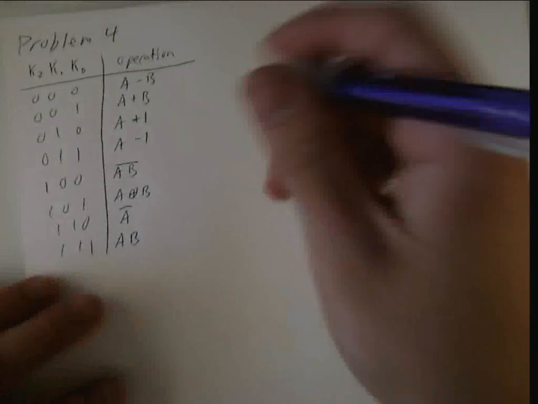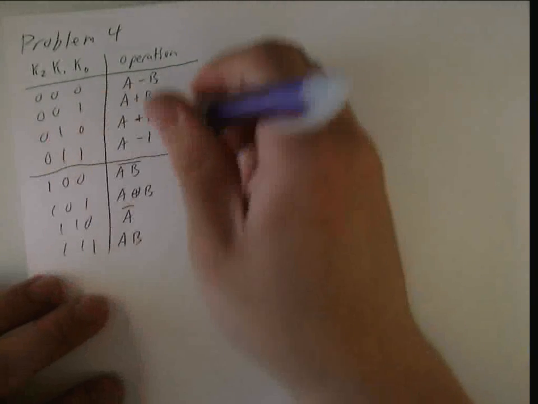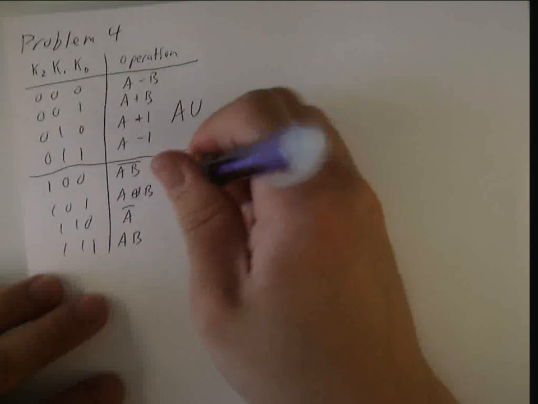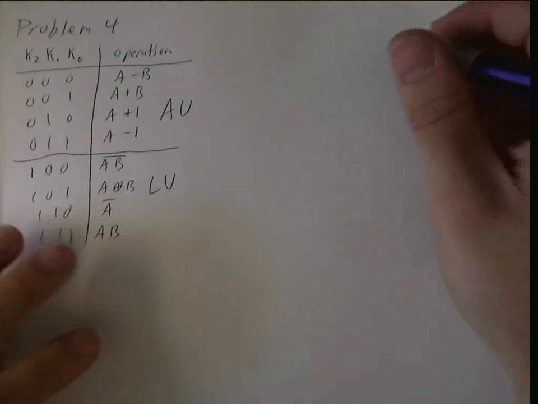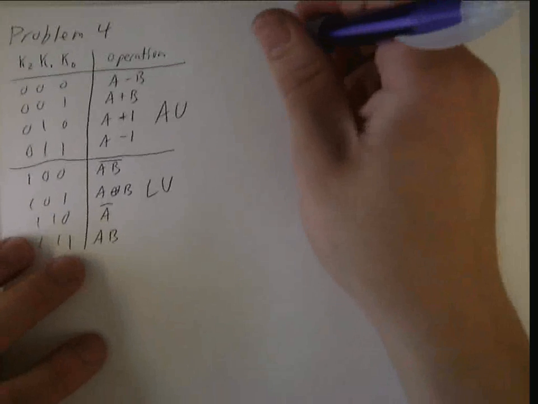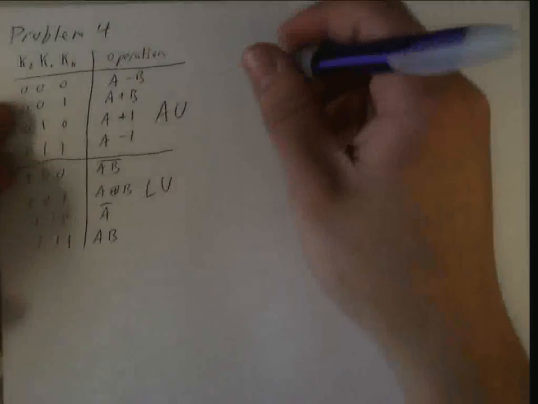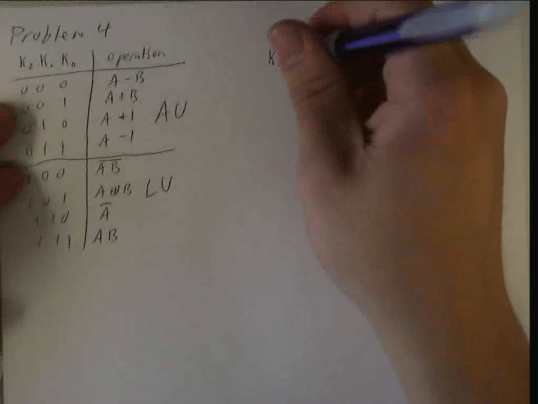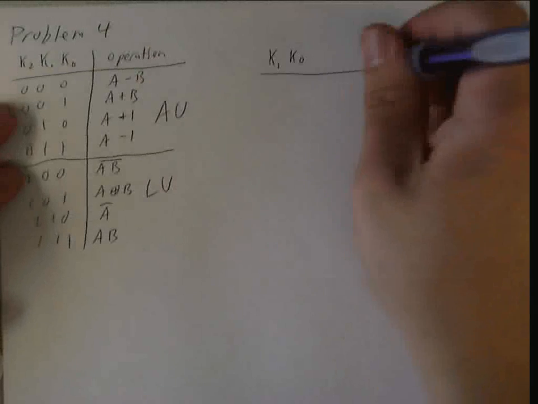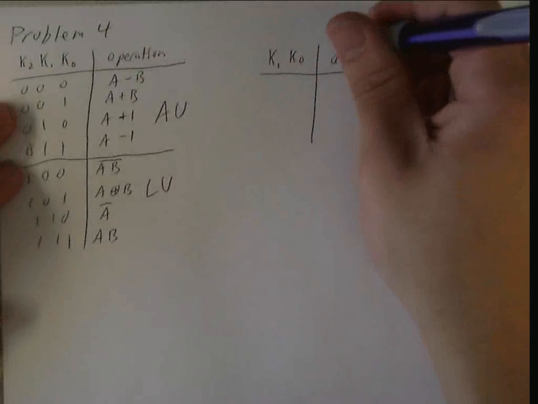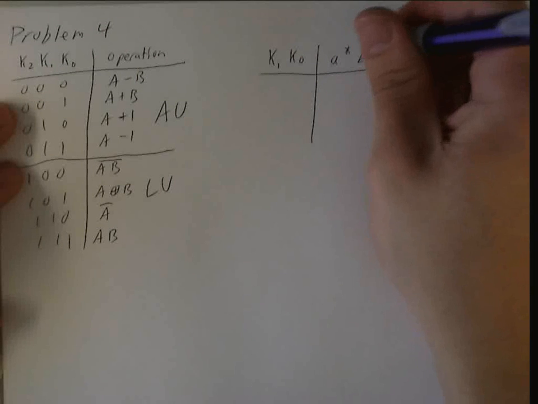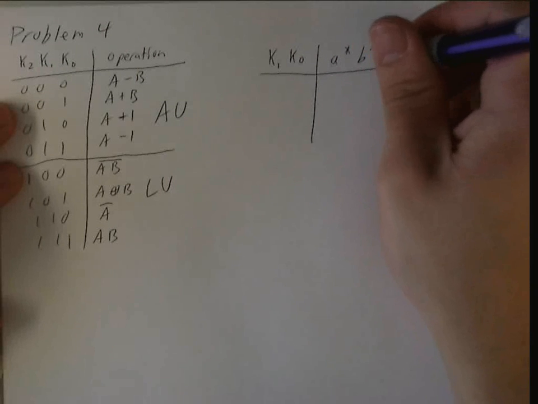So the first thing I want to do is build my AU. Here I know K2 is 0, so any time I'm going to pick my arithmetic, I really only need to make this a function of K1, K0, and I have A star, B star, as well as my first Cn star.